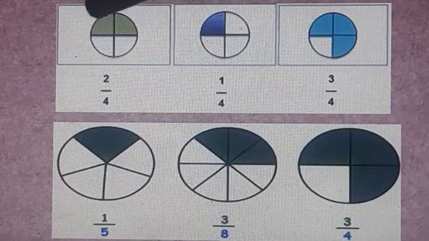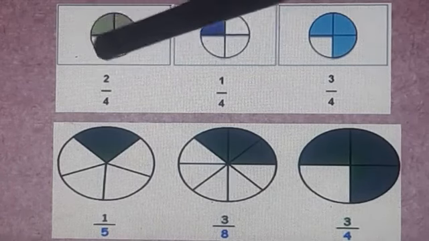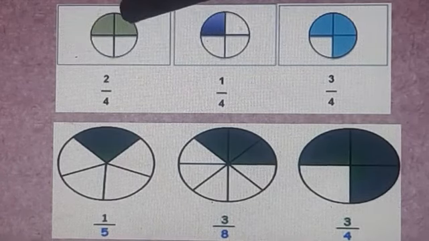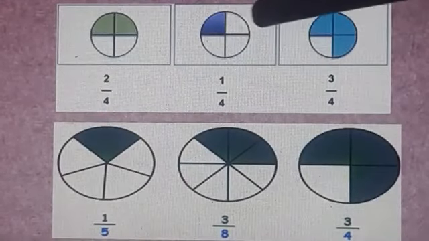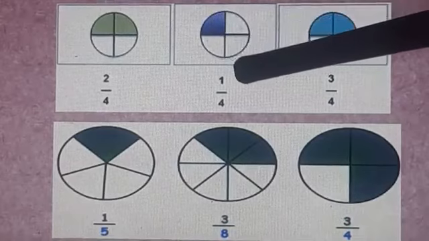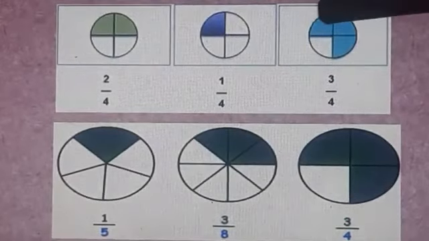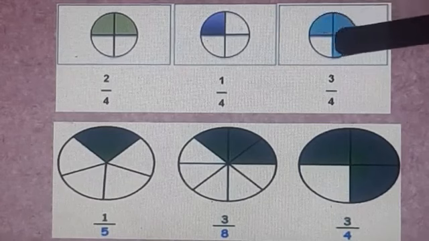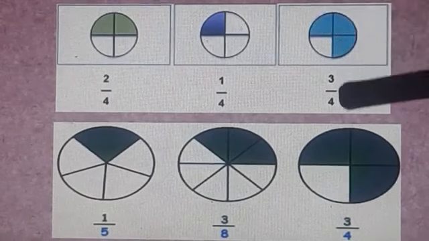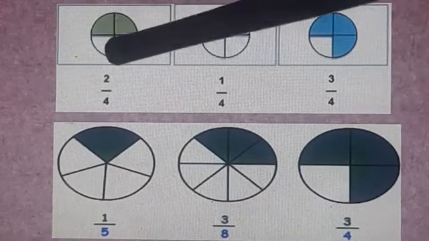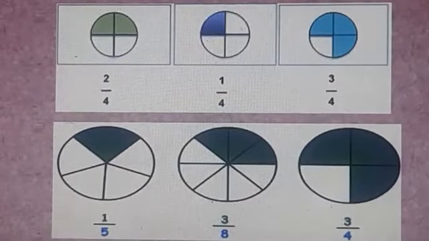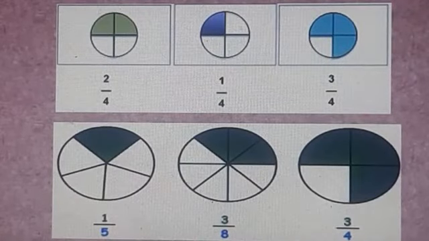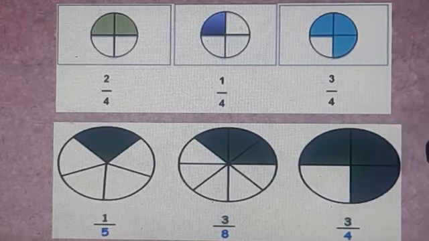Look here. In the circle, 2 parts are shaded. Circle is divided into 4 equal parts. 2 parts are shaded. So the fraction is 2 upon 4. Now only one part is shaded out of 4. So fraction is 1 upon 4. Now the parts are 4 and 3 parts are shaded. So fraction is 3 upon 4. So what have you observed? 2 upon 4, 1 upon 4, 3 upon 4. So these are like fractions. Denominators are same.